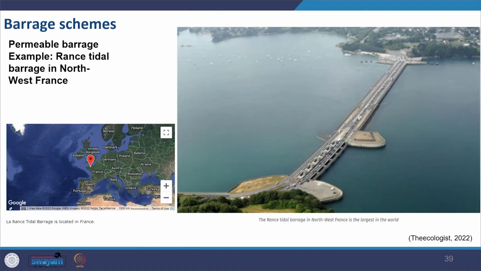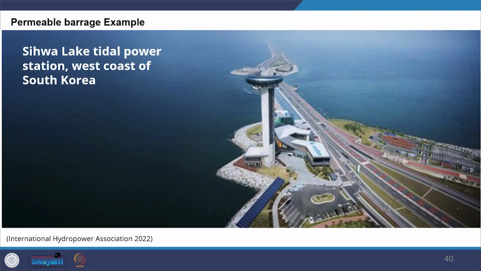You can also see here the Rance estuary in France, where there are studies which tell what kind of changes have happened. Then you can also look at Shiwha Lake tidal power station, which is one of the largest built on the west coast of South Korea. You can see in the image how extensive and large scale a project it is.